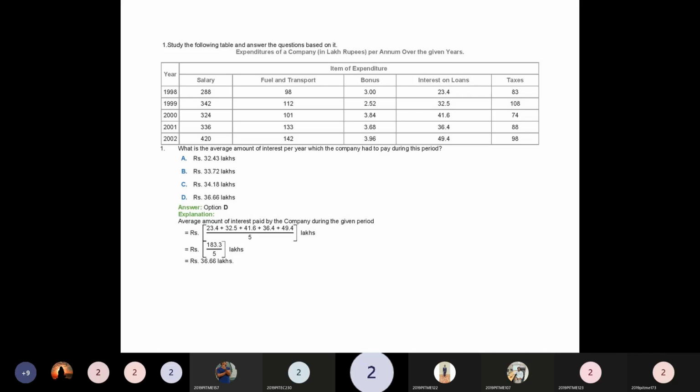Right. So now they're asking the average percentage amount per year which the company had to pay during this period. So they're asking the interest. Now you take that in 1998, 23.4 lakhs they paid the interest, and up to 2002, you know that 49.4. So what you do is just add all the value, the interest paid by the company for 5 years.